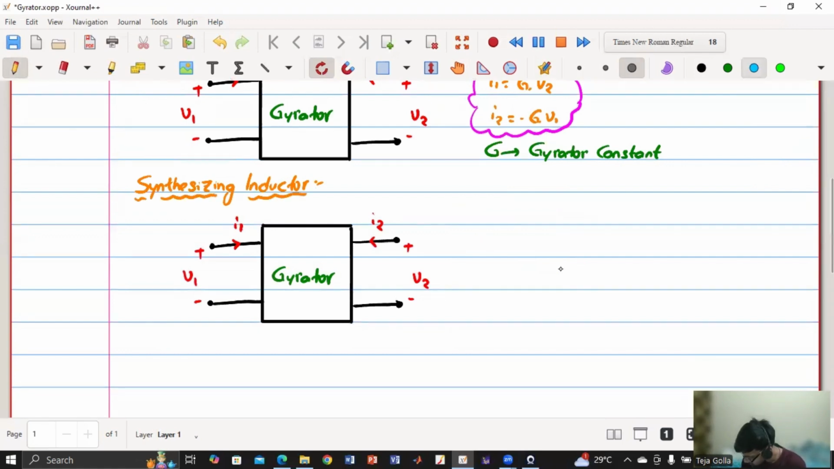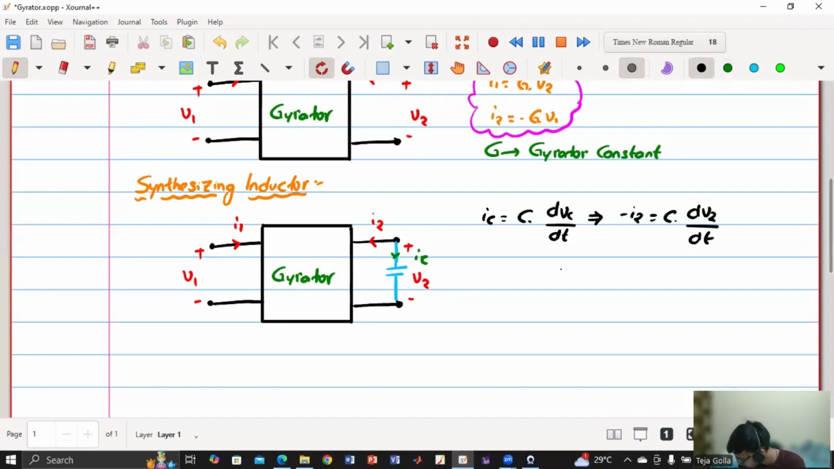So now what happens is, let me connect a capacitor here. And if this is the polarity of the capacitor, then current through the capacitor will be like this, right? IC. And let me write the IV characteristics of a capacitor. IC is equal to C into dVc by dt. And IC is what? Minus I2 because it is in the other direction. And VC is V2, so dV2 by dt. Now what we have to do is we have to substitute this I1, I2 in this equation.